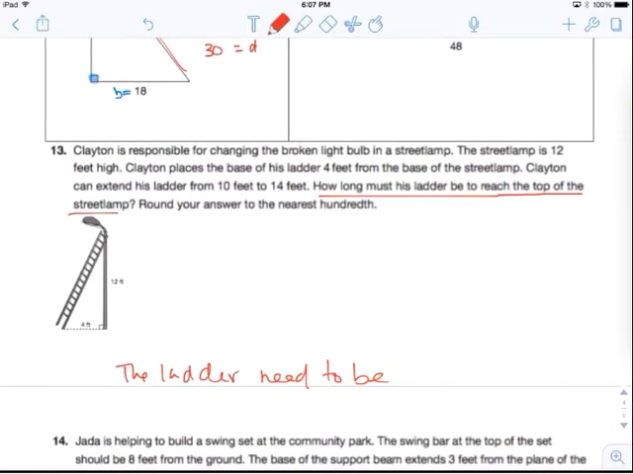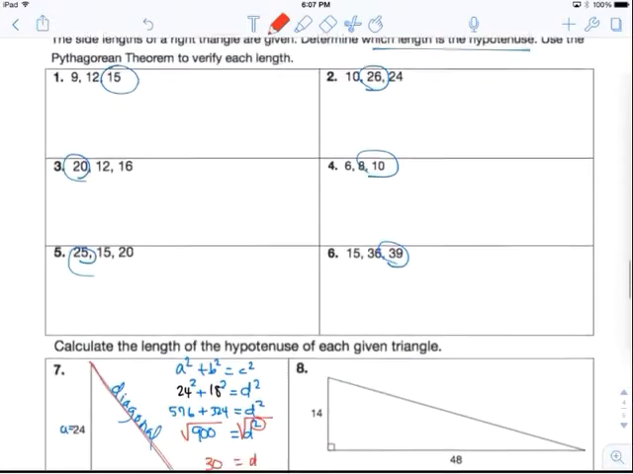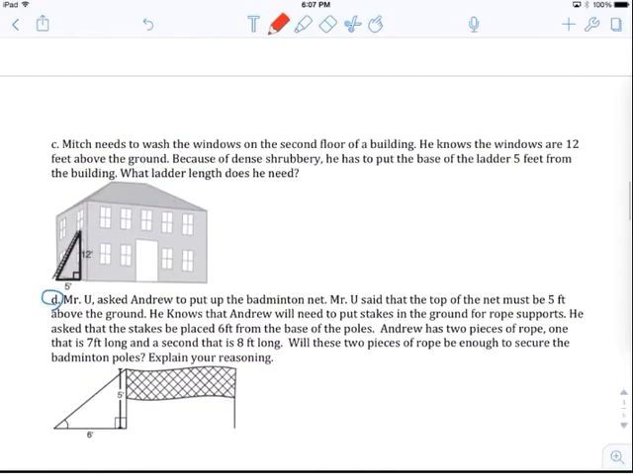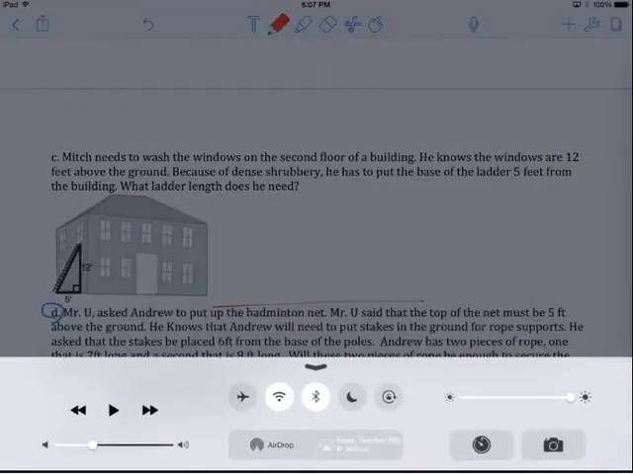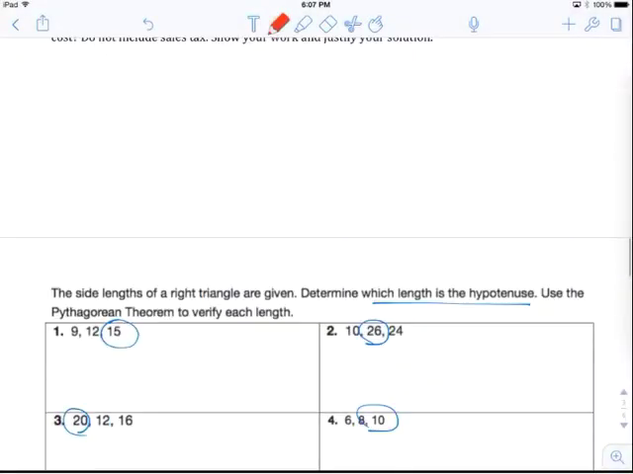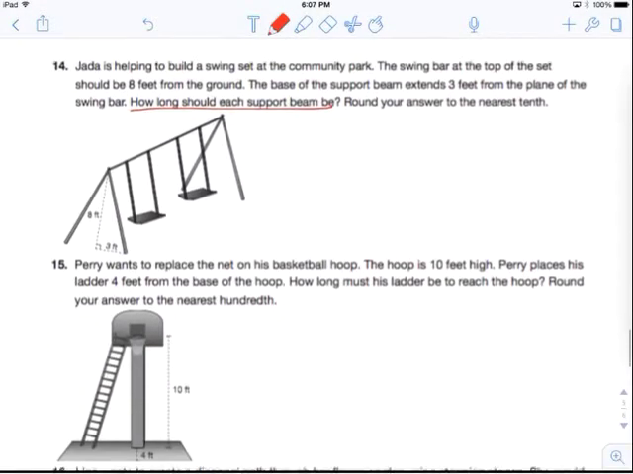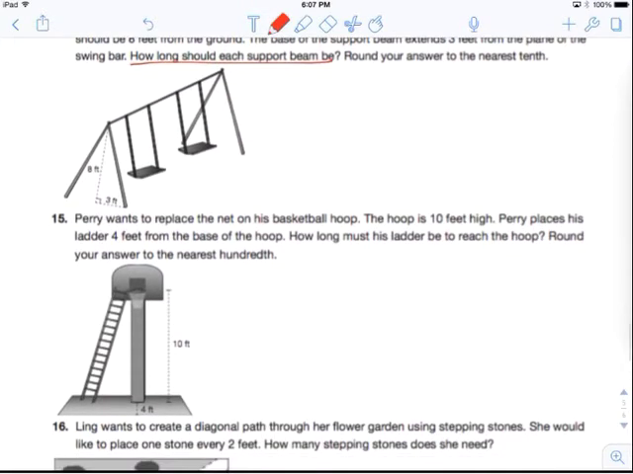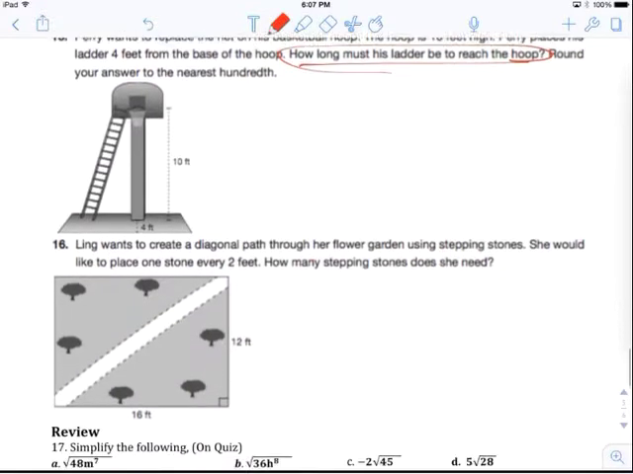a complete sentence. Word problems, all the word problems always come with a complete sentence. Don't forget that. Answer the question. Have to answer that. A squared plus B squared equals C squared.